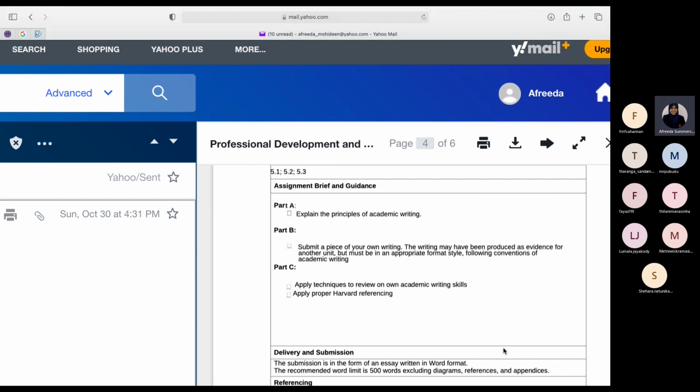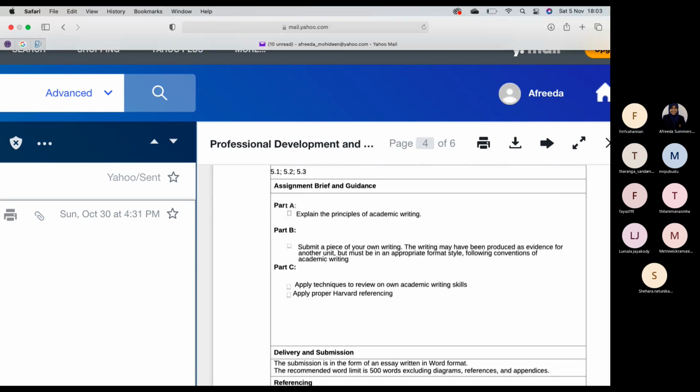It's good that you all joined the lesson today. What would you do for part B? Rifka, are you there online? Yes, ma'am, I'm trying to understand the question. Yes, exactly. So what do you think? Submit a piece of your own writing. The writing may have been produced as evidence for another unit, but must be in appropriate format style following conventions of academic writing. What do you think we are going to do here?